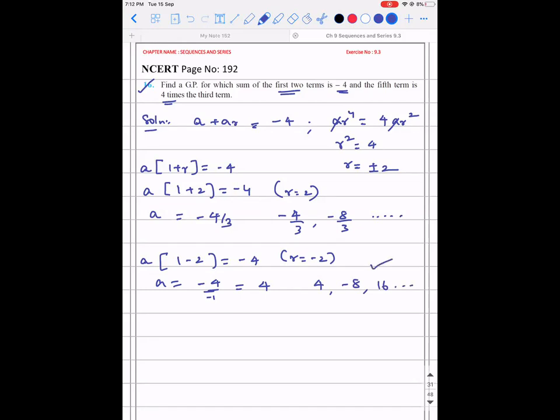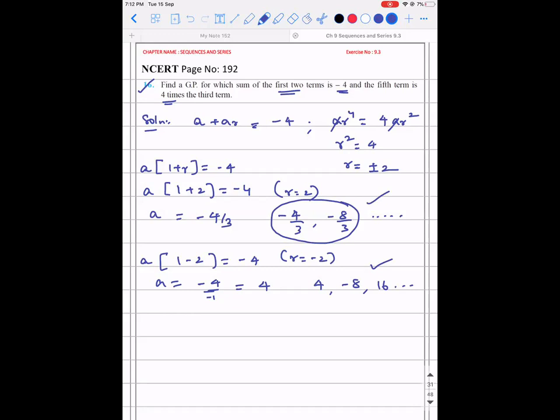Because if you observe this, the sum of the first two, minus 4 by 3 minus 8 by 3, is this also right. So there are two GPs that are possible, right? So check the answer. Have they given both? So there are two geometric progressions that are possible.